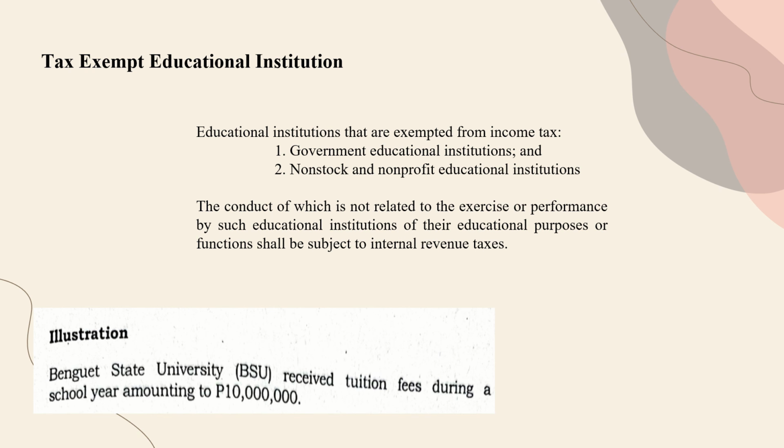The following educational institutions are exempt from income tax. The first one is the government educational institutions, and the second one is the non-stock and non-profit educational institutions. Revenue or income from trade, business, or other activity, the conduct of which is not related to the exercise or performance by such educational institutions of their educational purposes or functions, shall be subject to internal revenue taxes when the same is not actually, directly, or exclusively used for the intended purposes.